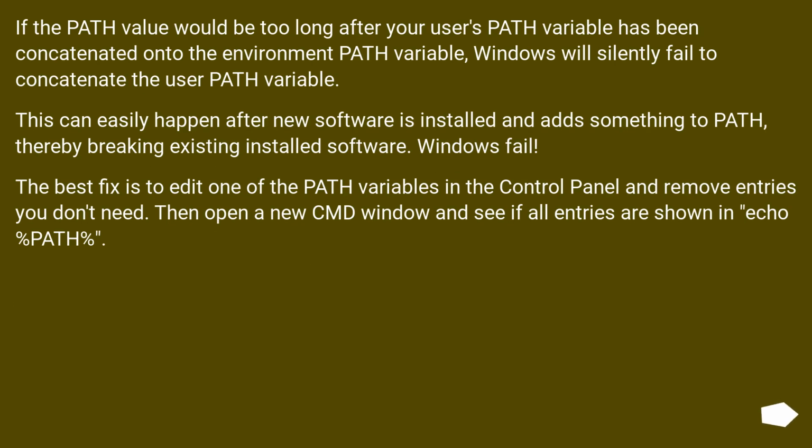If the path value would be too long after your user's path variable has been concatenated onto the environment path variable, Windows will silently fail to concatenate the user path variable. This can easily happen after new software is installed and adds something to path, thereby breaking existing installed software. Windows fail. The best fix is to edit one of the path variables in the Control Panel and remove entries you don't need. Then open a new CMD window and see if all entries are shown in echo %path%.